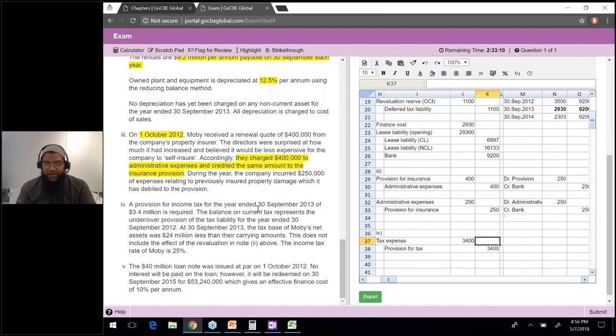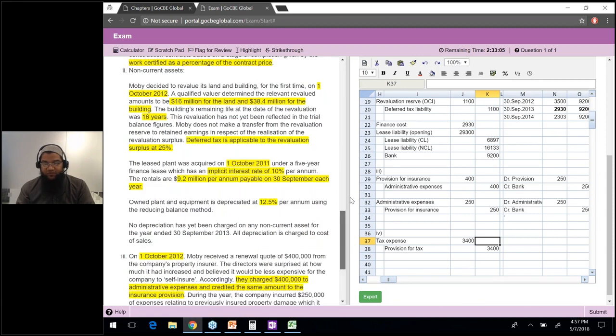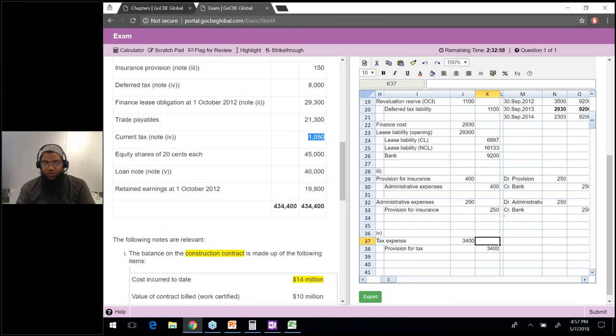The balance on current tax represents the under or over provision of the tax liability for the previous year. So we should eliminate that. Let's see the value. The current tax is credit 1050. So what we are going to do is eliminate this by debiting the current tax, and crediting the amount of tax expense by 1050.